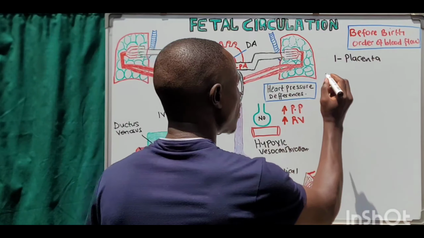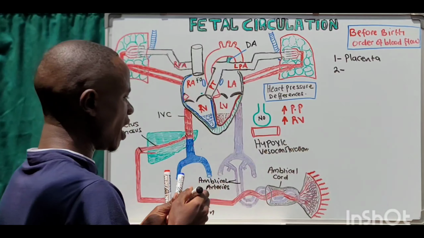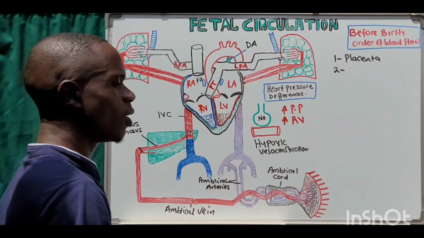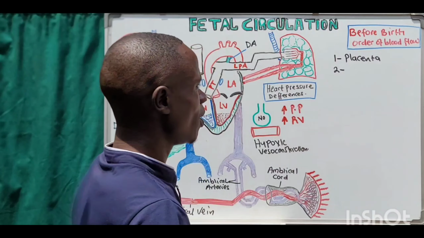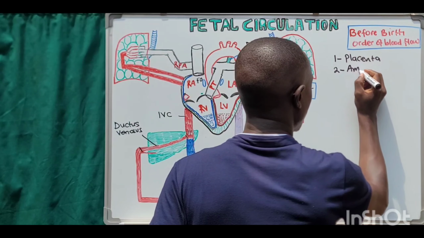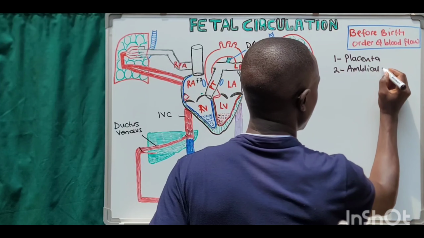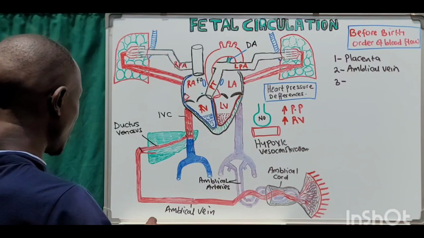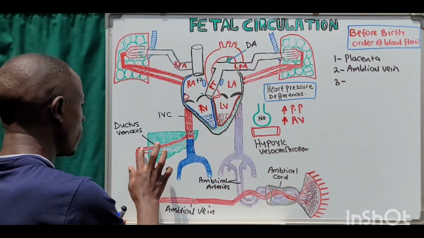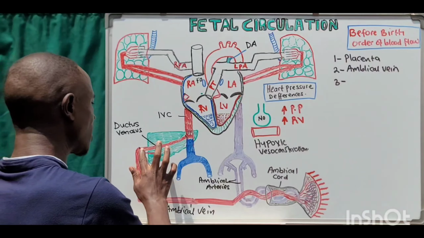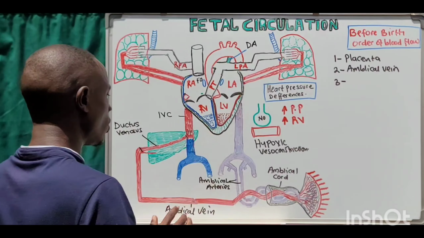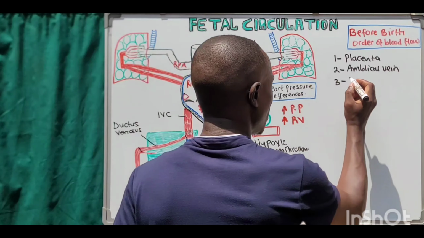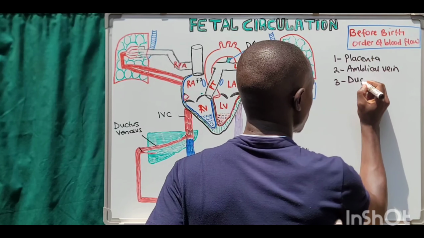Okay, and then the second step is blood from the placenta moving through this beautiful blood vessel which we call the umbilical vein. Okay, and then when we come over to step 3, the umbilical vein is going to be giving us a beautiful shunt, which is going to be bypassing this blood from the liver into the inferior vena cava, and we call that shunt the ductus venosus.